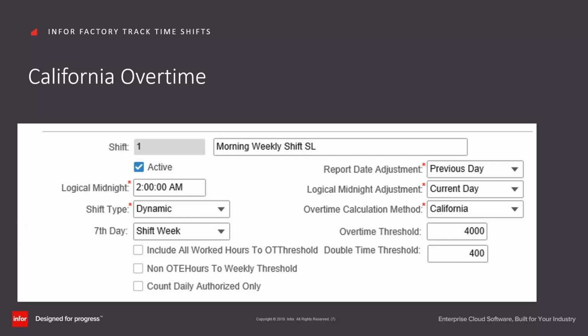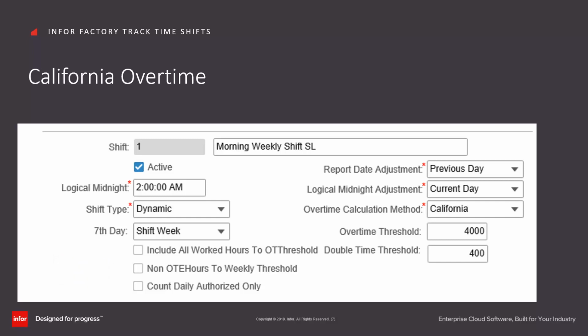By default, only regular hours count towards the weekly threshold. We can set include all worked hours to overtime threshold to yes to count all clocked hours towards the weekly overtime threshold. By default, absence hours will count towards daily and weekly thresholds based on their overtime eligibility setting in the absences configuration. We can set non-OTE hours to weekly threshold to yes to omit non-OTE absence hours from daily overtime threshold, but include them in the count towards the weekly overtime threshold.